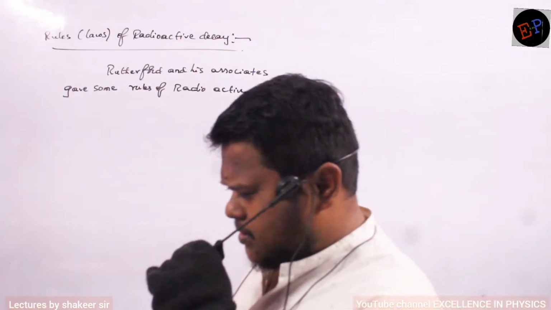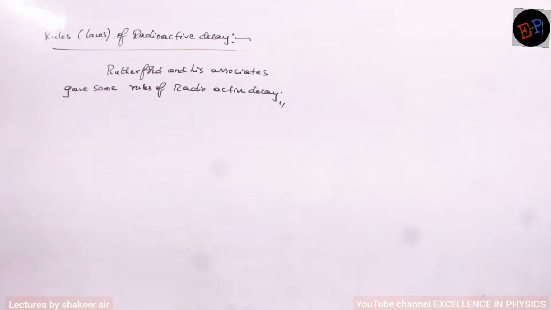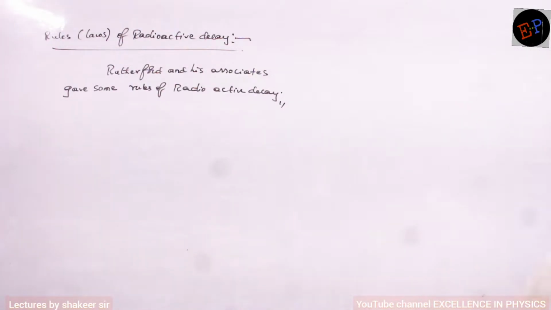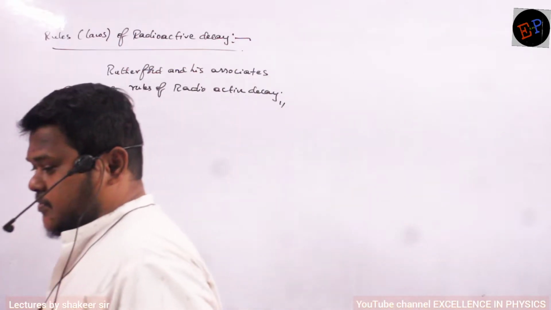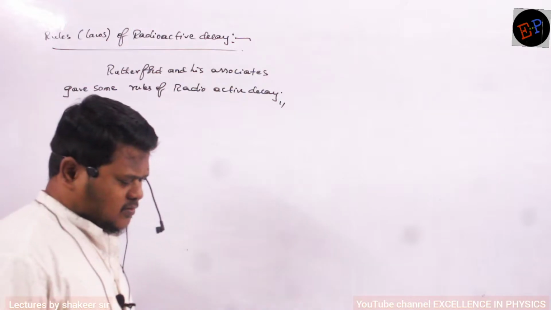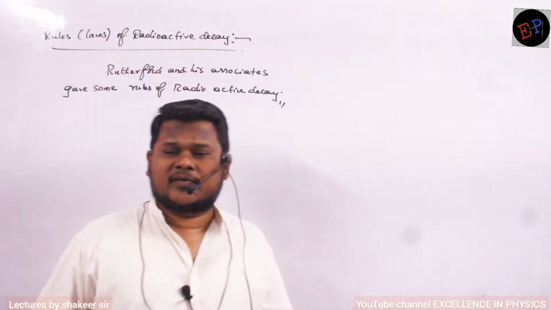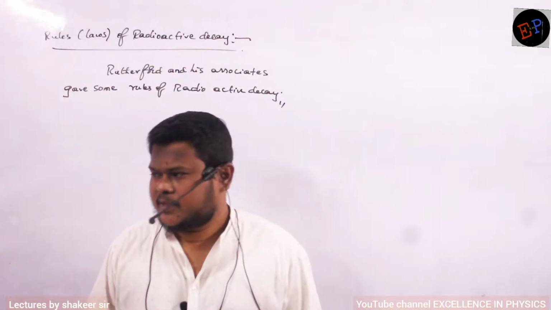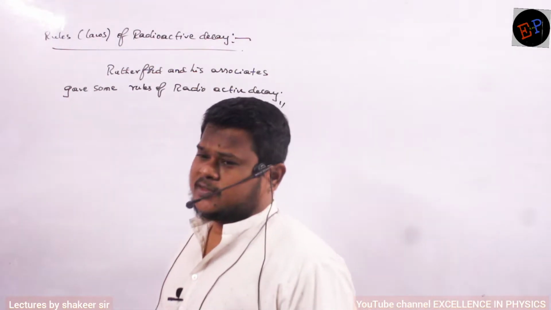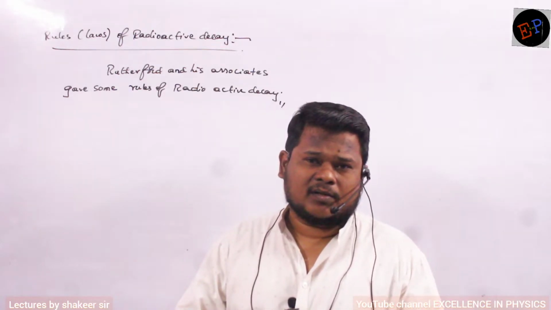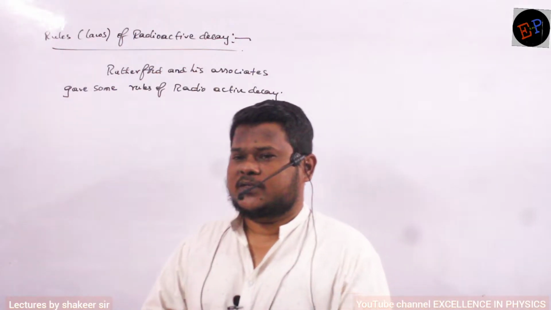Physics. So most of the questions may be theory bits also, rather than problems. Okay, there is a good chance of theory bits getting asked in modern physics. So listen to the concept very carefully. So see, rules of radioactive decay. What are the rules followed by radioactivity for giving these alpha, beta and gamma particles? Clear? So Rutherford and his associates gave some laws. They gave some rules on the process by which radioactivity takes place.